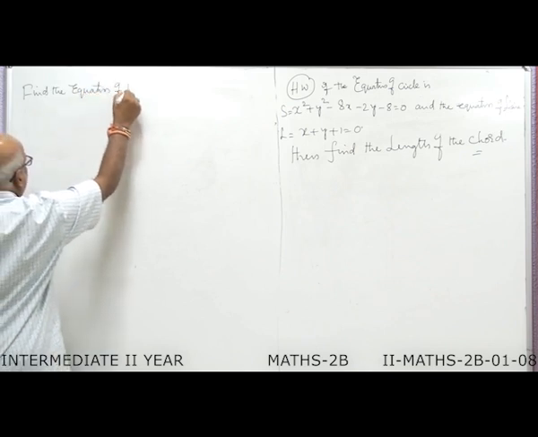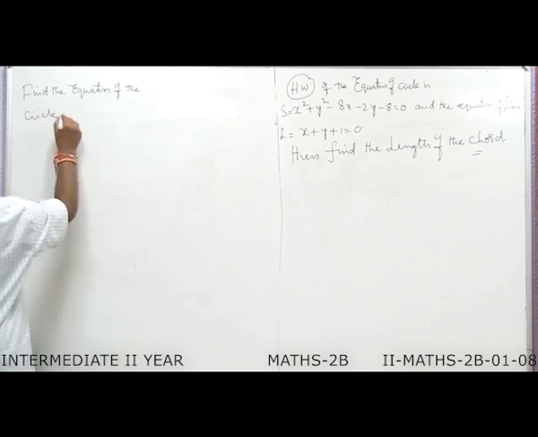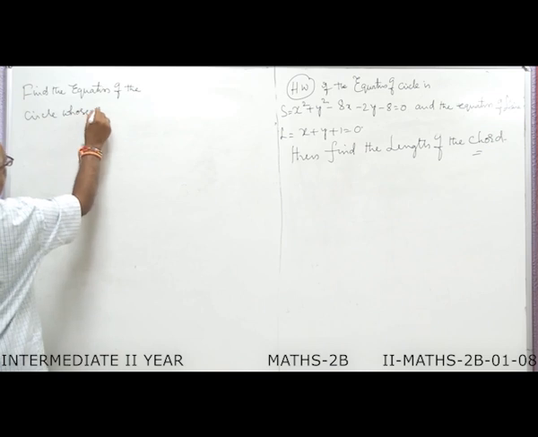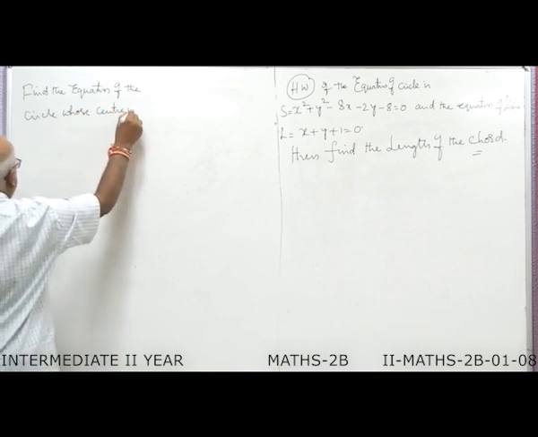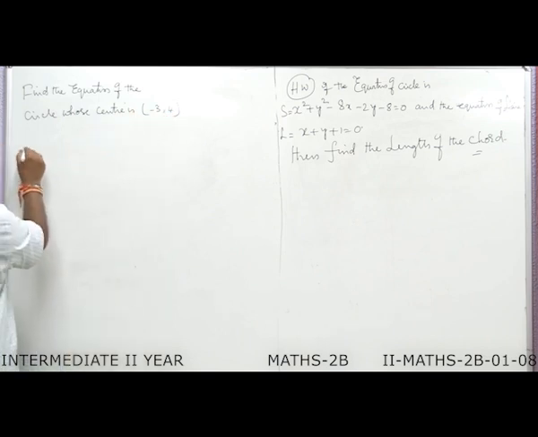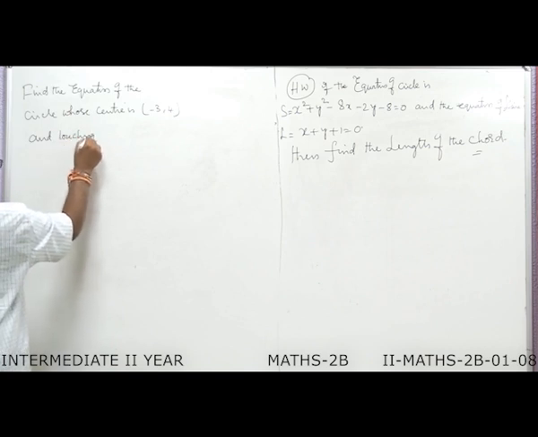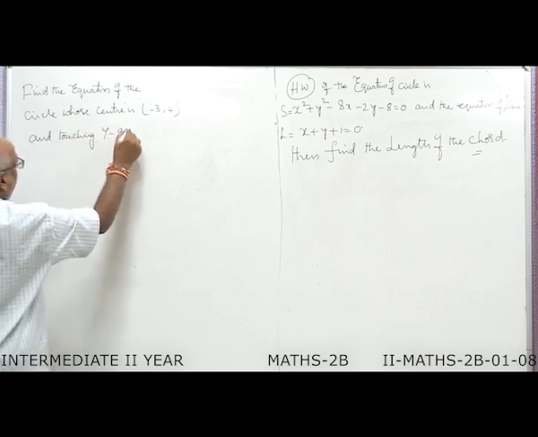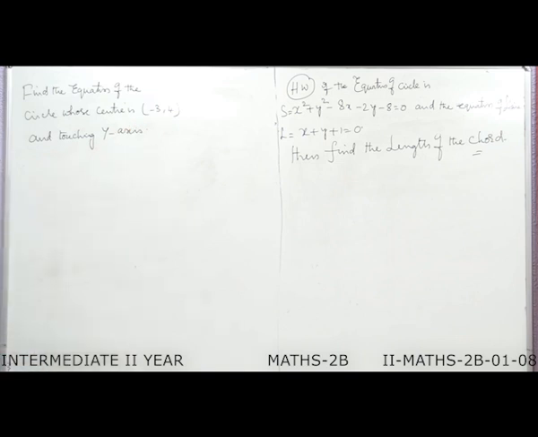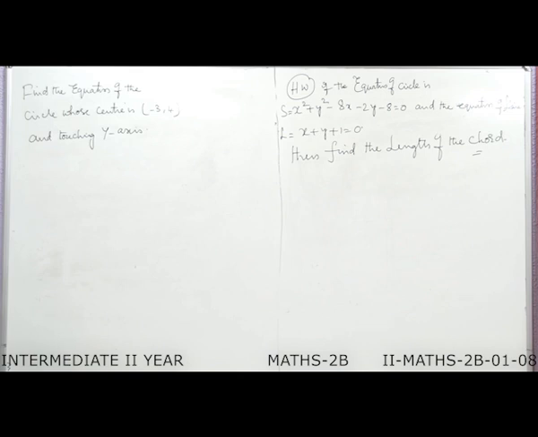Equation of the circle whose center is minus 3, 4 and touching y axis. Whose center is minus 3, 4 and touching y axis.